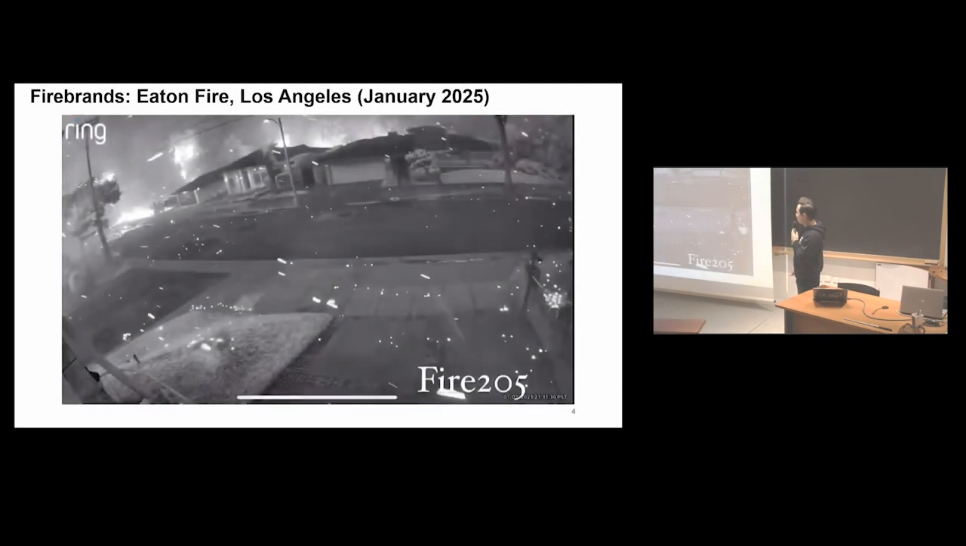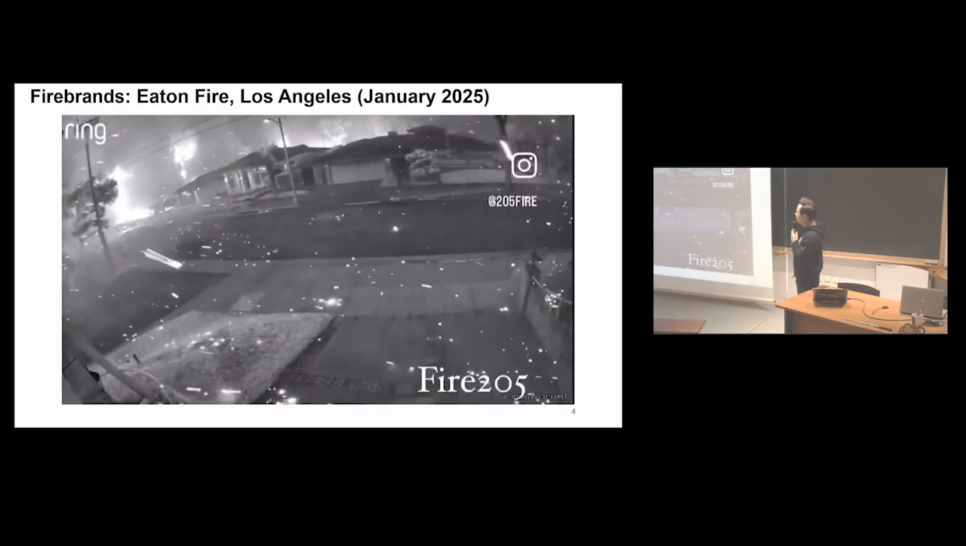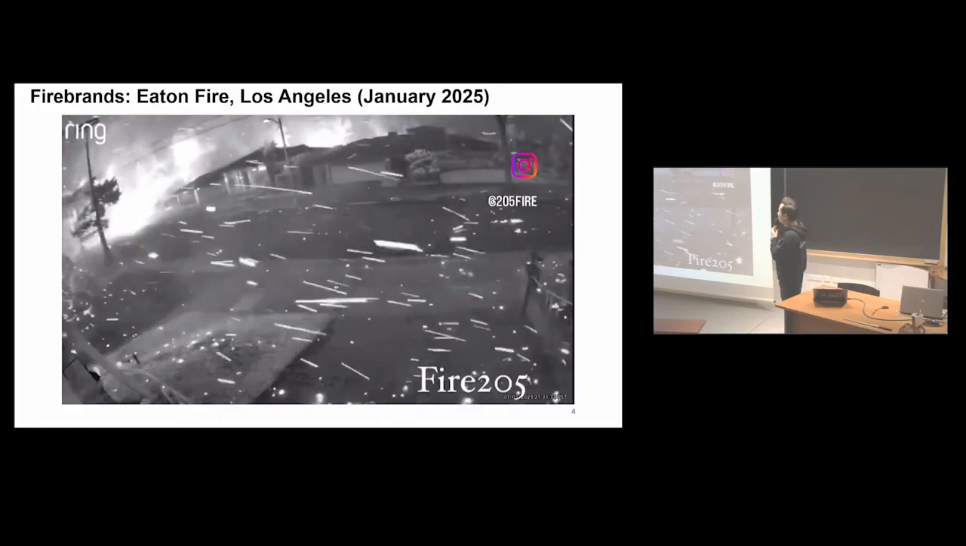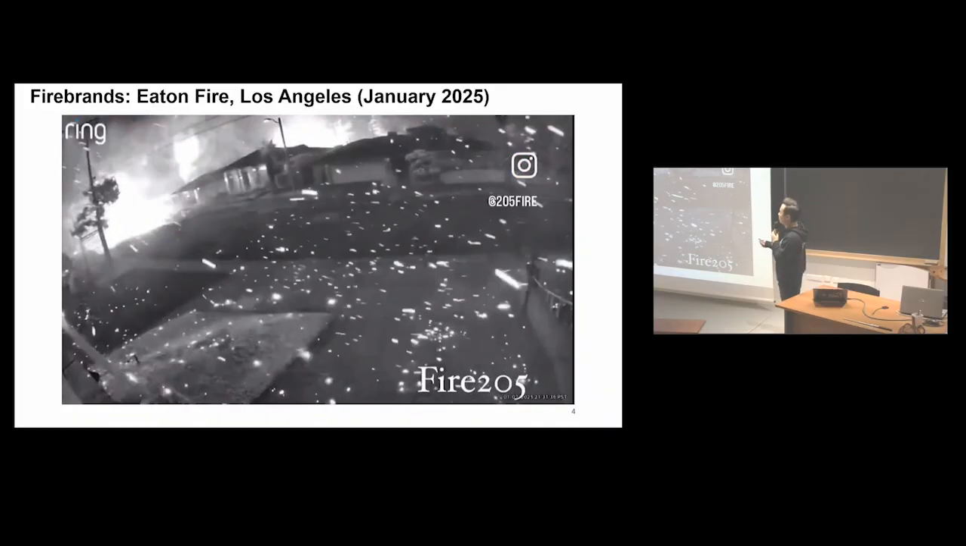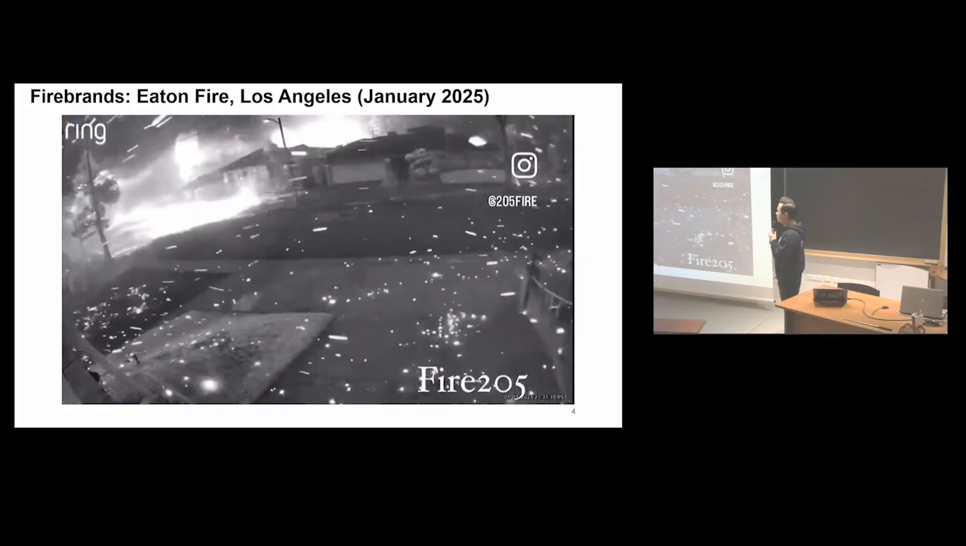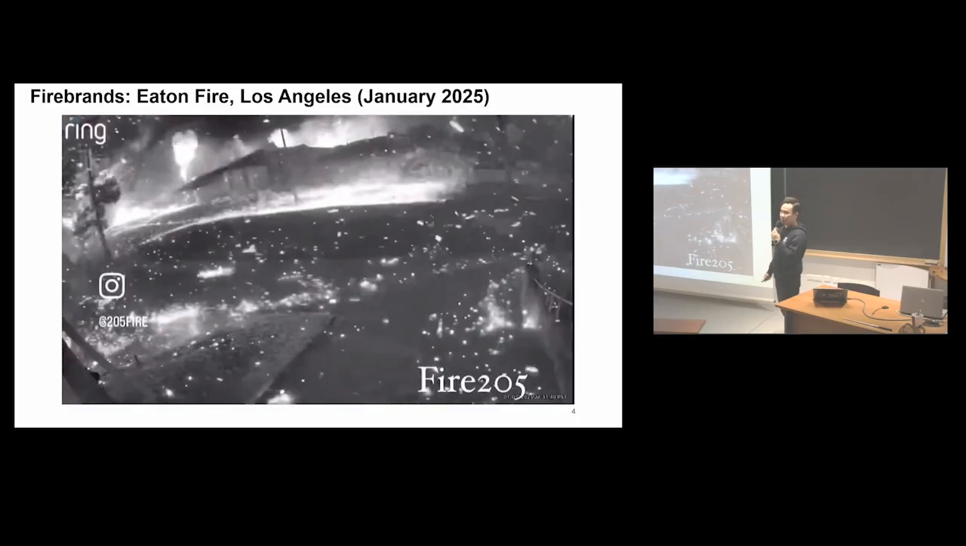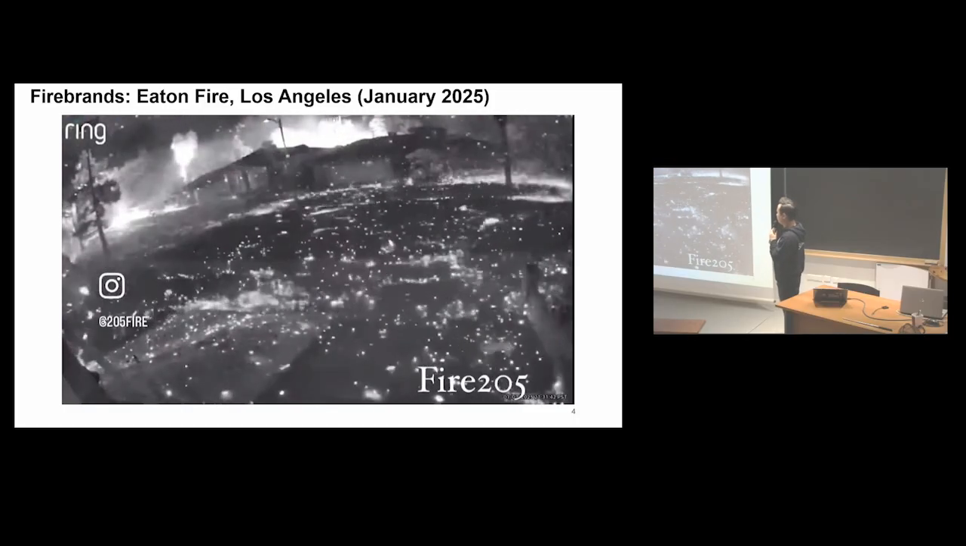So this is a video from the fire recently in 2025, showing you what firebrand is and how important it is during a bushfire.